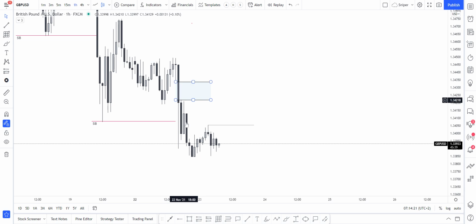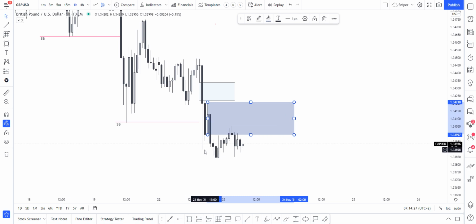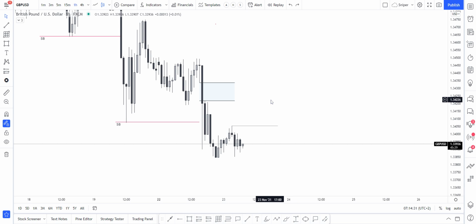We have this order block. Potentially this is an order block because we did see a structure break over here, but it's not good enough for me. It's not clear enough.